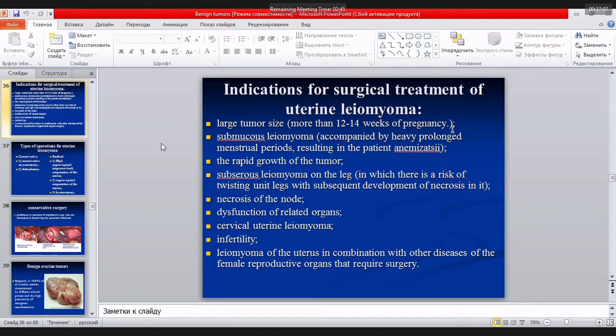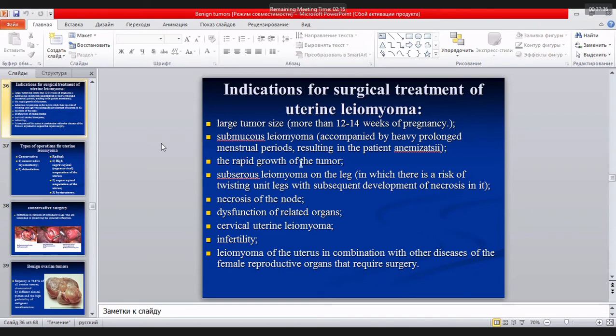To my mind, you have this test in your Krok test. They can describe your submucosal leiomyoma. If heavy prolonged bleedings accompany this tumor together with anemia, it is also an indication for operation. Rapid growth of the tumor is a sign of malignization and an indication for operative treatment.